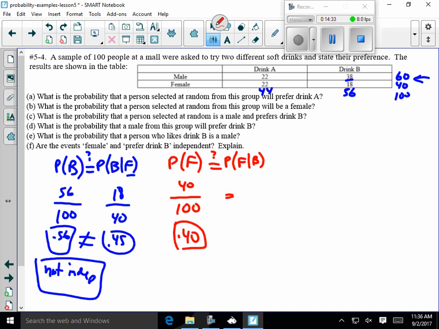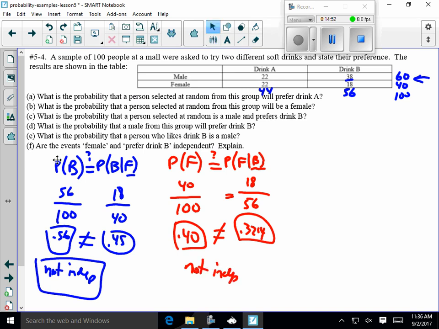But if you're restricting yourself to the condition of only people that drink B, out of the 56 people that like to drink B, 18 of those are female, right? So that turns out to be 0.3214. And those two things are not equal, and so therefore not independent. So you don't have to do it both ways. You can just pick whichever one.